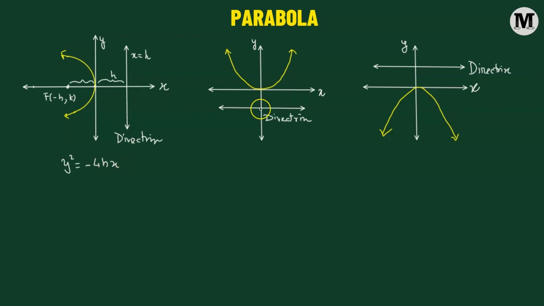Now coming to the second parabola, so this is an upward facing parabola. Now here, our vertex is at the origin, so this is the vertex point, which is having its coordinates 0, 0. Now this is going to be the focus of the upward facing parabola lying on the positive y-axis.